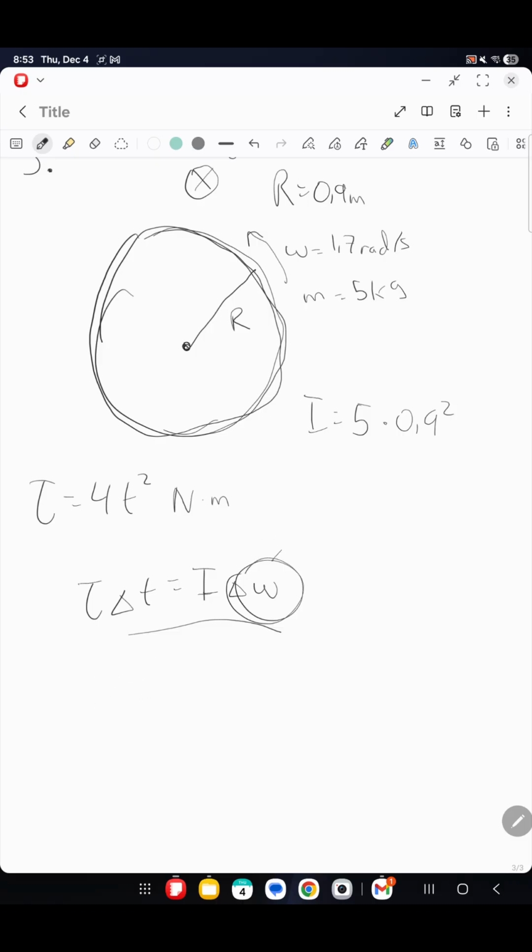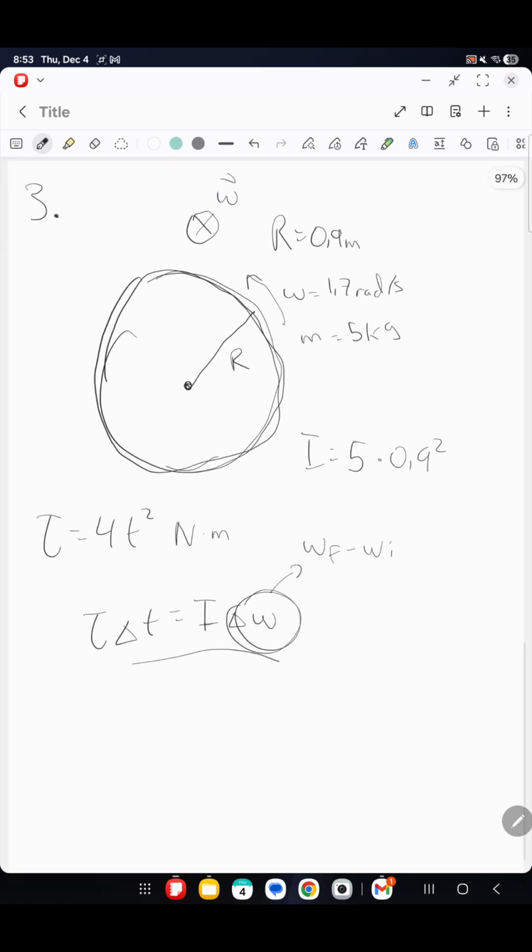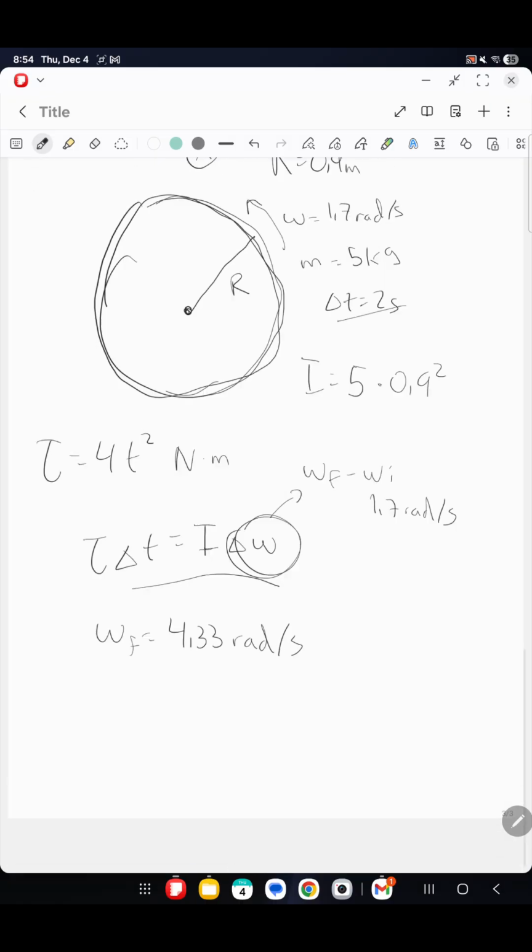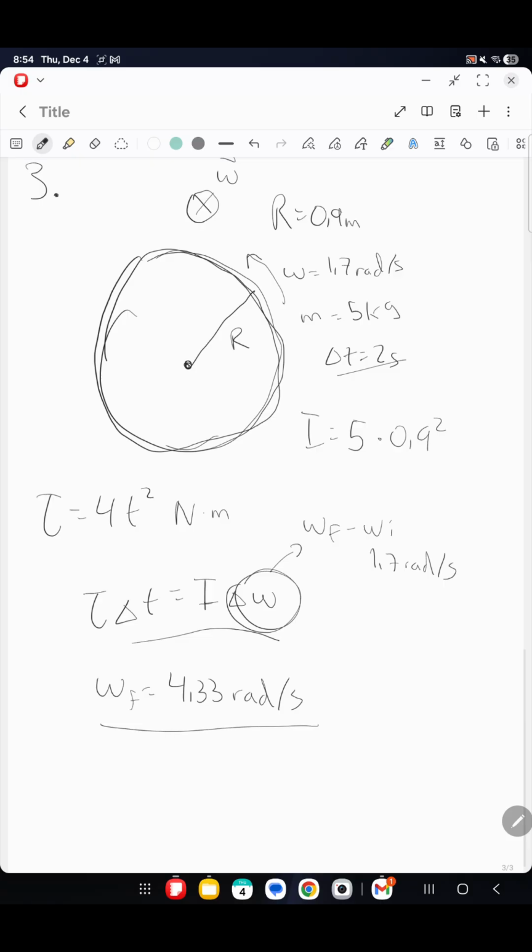You're going to want to find this because this is omega f minus omega i, and we know that omega i is given to be 1.7 rad per second. And so if you put everything here, the time, that is 2 seconds, and the torque, and just put all of it, because you have all the information, you should get final angular velocity to be 4.33 rad per second. So this should be the final answer.